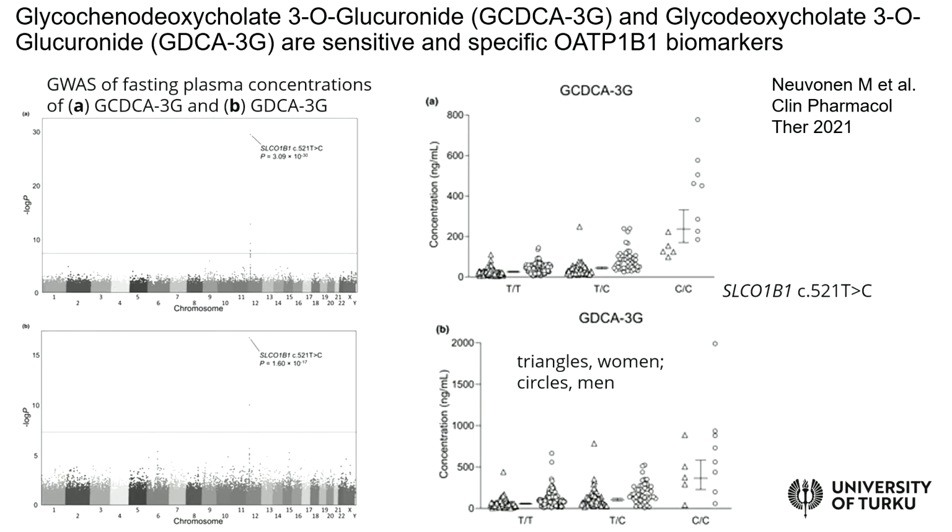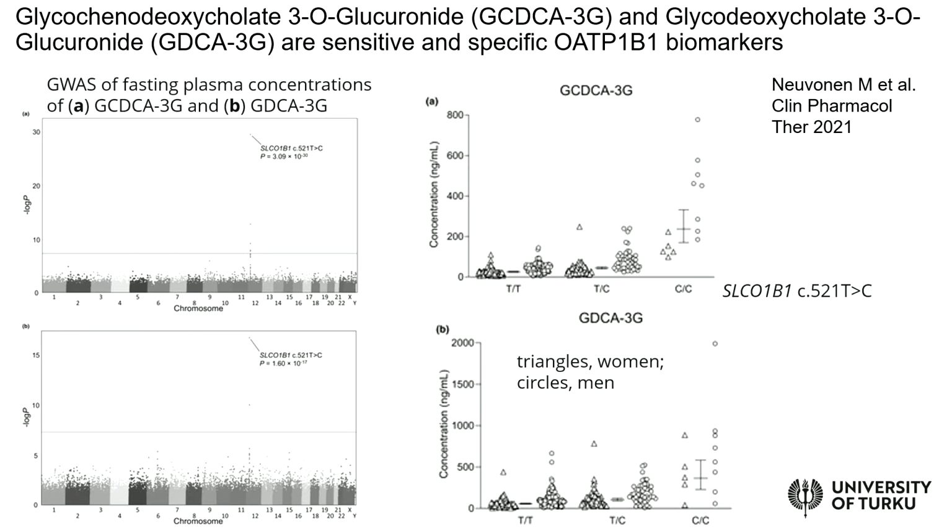I will not omit completely, when going into judging a drug as an inhibitor and if we don't have an index substrate that is suitable, we could go with these endogenous substrates that have been discussed before. So I will just mention these glycochenodeoxycholate glucuronide and glycodeoxycholate glucuronide compounds that have been proven to be sensitive and specific OATP1B1 biomarkers.